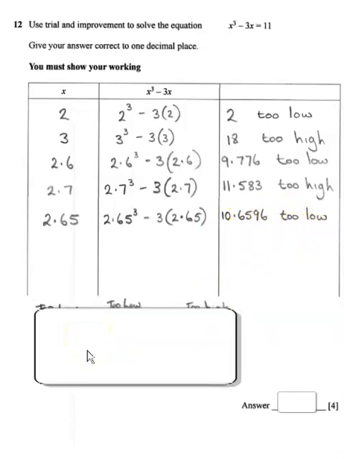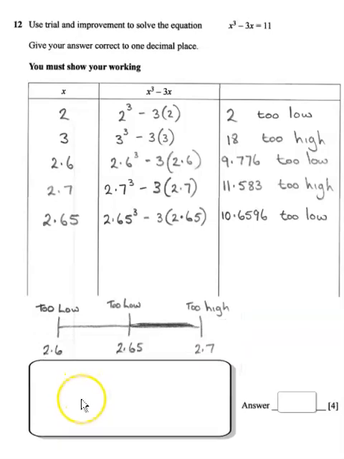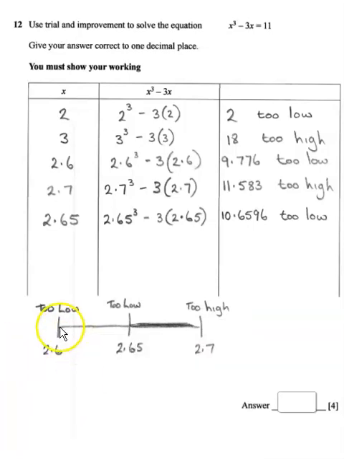So what I've done is draw a little diagram here at the bottom, just a little number line type of thing. You'll have 2.6 at one end, 2.7 and 2.65 in the middle. So we've got too low for 2.6, too low for 2.65 and too high for 2.7. Because these are too low at this side, the answer is going to be closer to 2.7. And that's the answer to that one, 2.7.